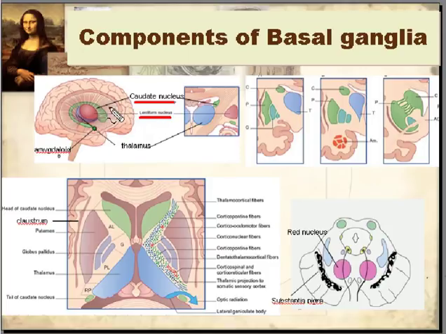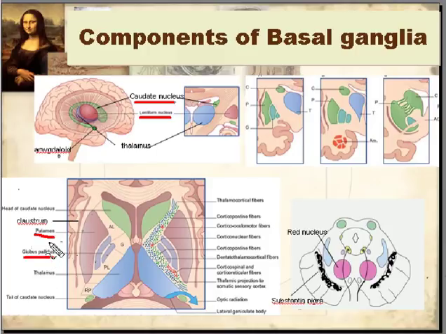Now, the lentiform nucleus, which is present lateral, as you can see here, lateral to the caudate nucleus, consists of two parts. It consists of an area which is present laterally and is darker in color, called the putamen, and a medial area called the globus pallidus, also known as the pallidum.